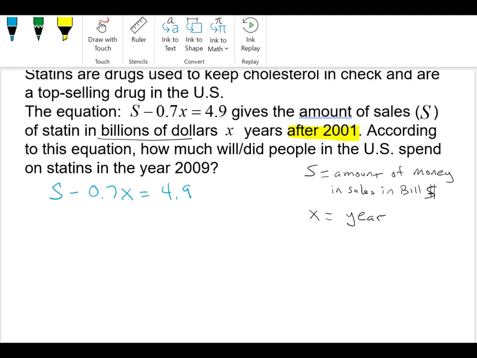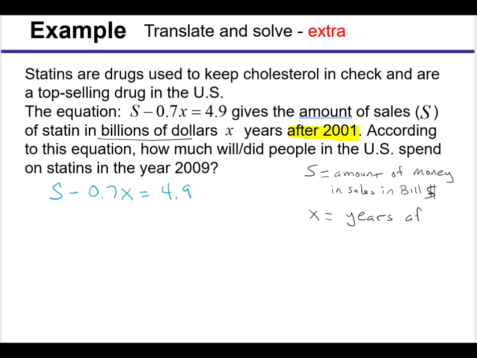It is years after 2001. Okay, so they started the whole thing in 2001, and so if x happens to equal 1, then what year are we talking about? Well, x equals 1. That's 1 year after 2001. So we're talking about the year 2002. And if x happens to equal 5, what year are we talking about? We're talking about 5 years after 2001, which is 2006.